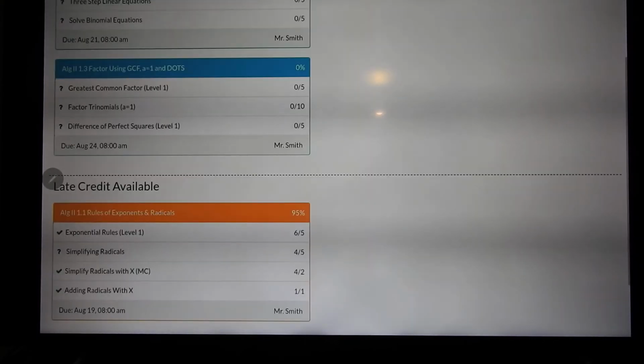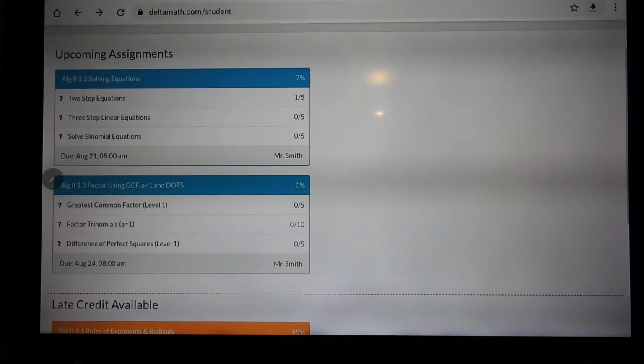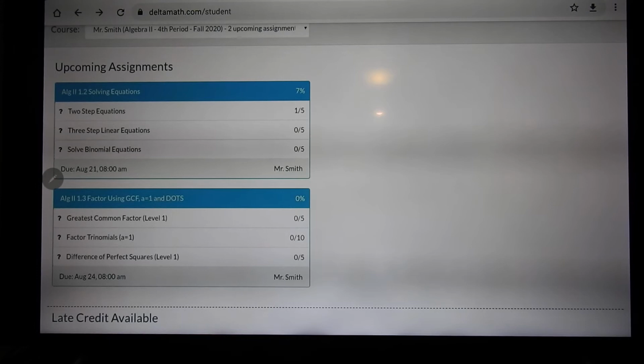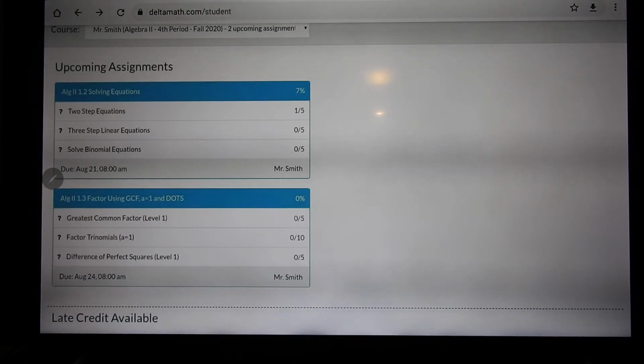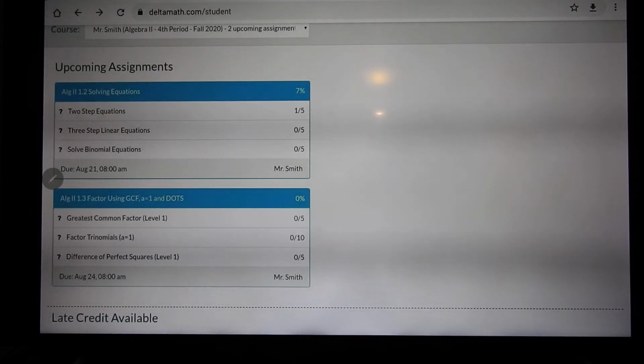The reason I'm fast at those is because I've done thousands of them. Math is a funny thing, not unlike playing soccer, shooting baskets, playing baseball, talking to people. The more you do, the better you get at it. Okay, but we're going to do solving equations.